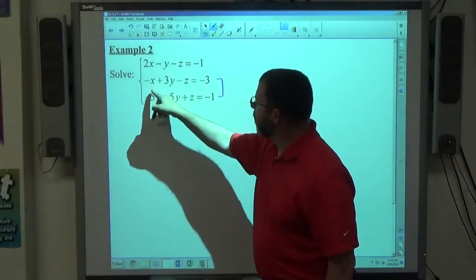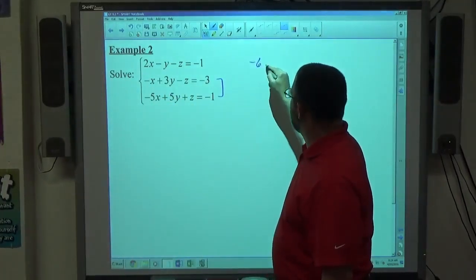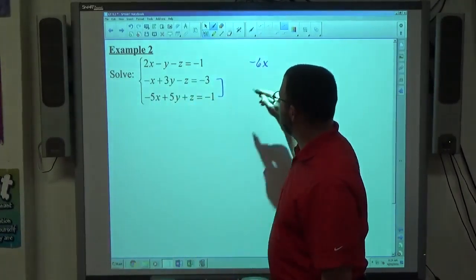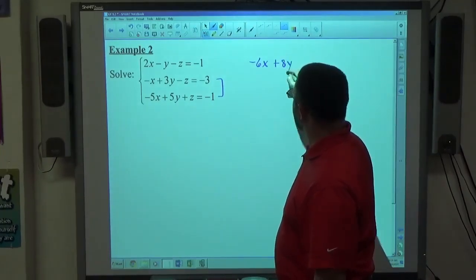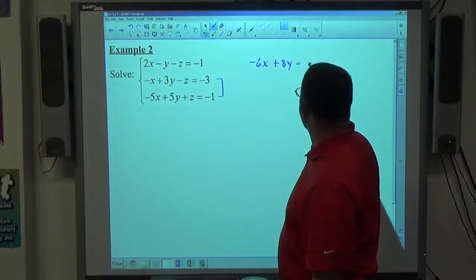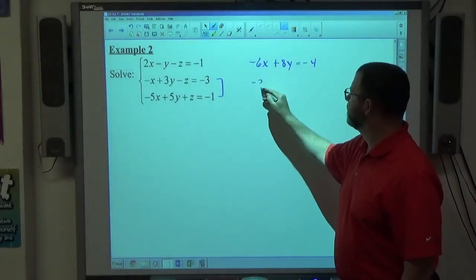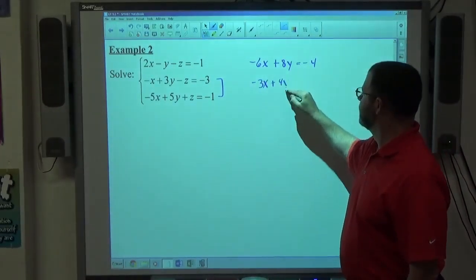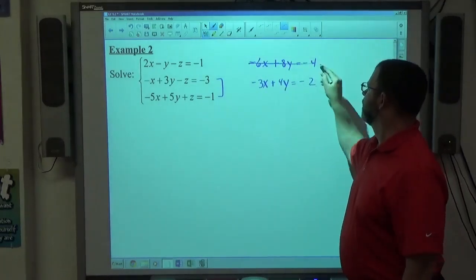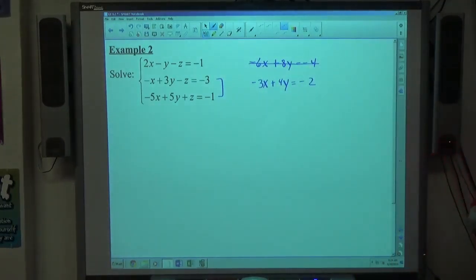So negative 1x, negative 5x makes negative 6x. 3y plus 5y is going to be plus 8y. And negative 3 minus 1 is negative 4. Once again, everything divides by 2, so I would probably do that. So there's one of my equations: negative 3x plus 4y equals negative 2.